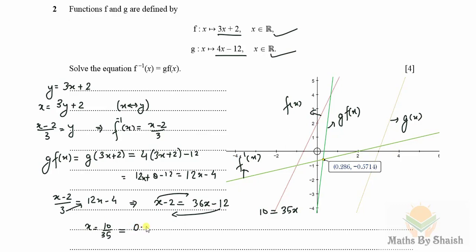So the value is 0.286, or we can write it in the simplest form: 5 2s are 10 and 5 7s are 35, so it is 0.286 or 2 by 7. Both are correct. I hope it is okay. Let's solve the next question now.